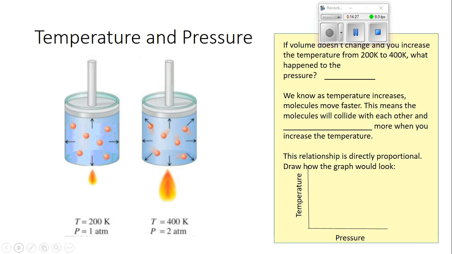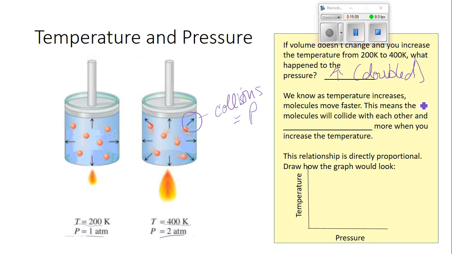All right, now pressure. So when you think of pressure, I want you to think of each of these collisions as pressure. Collisions equal pressure. And the collisions can be with each other, and the collisions can be with the wall. So if the volume doesn't change, and you increase the temperature from 200 to 400, what has happened to the pressure? So my temperature is 200. Here my temperature is 400. It went from 1 to 2, so it doubled. So double the temperature, double the pressure.